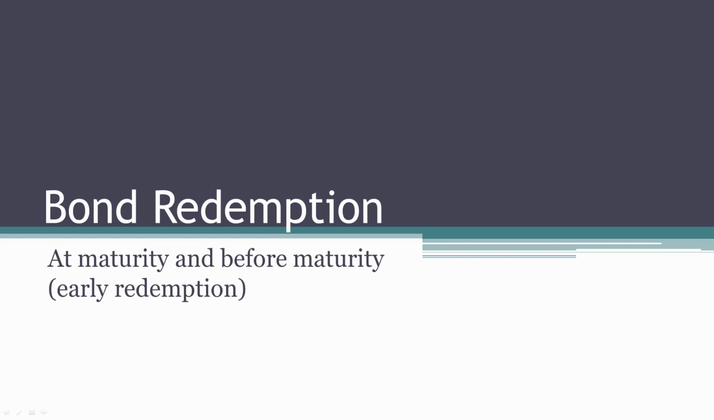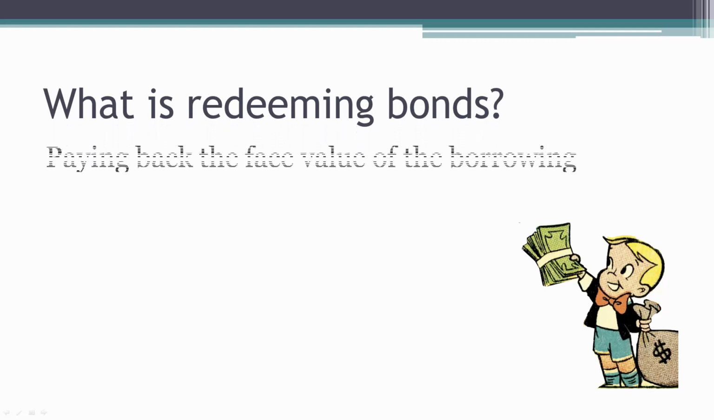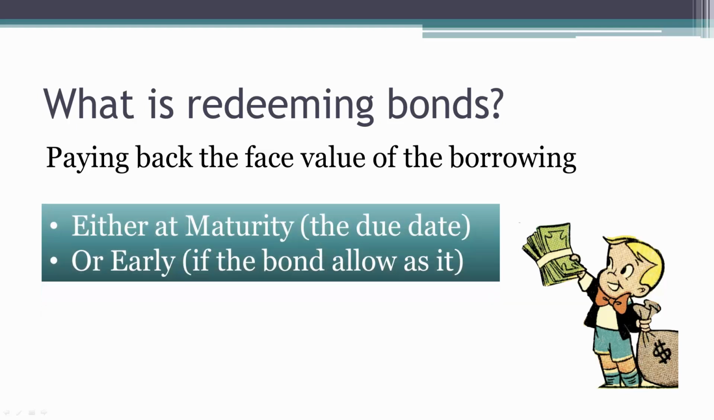Let's look at bond redemptions. So what is redeeming bonds? It is paying back the face value or the principal amount of that initial borrowing from the bond. And companies either redeem the bonds at maturity, or some bonds allow companies to pay it off early, and this is called early redemption on the bonds.